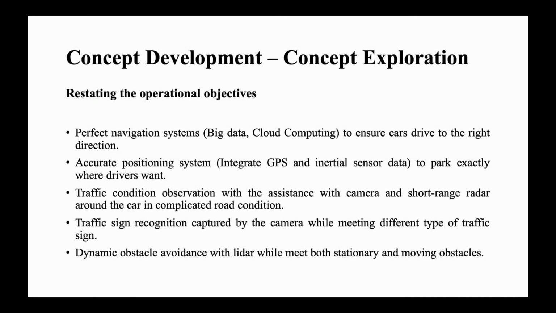Traffic sign recognition by the camera will meet different types of traffic signs, which means it should be able to identify both graphic signs and arrowhead signs when taking photos with the camera and output a precise result. Dynamic obstacle avoidance with LiDAR will meet both stationary and moving obstacles. It is the key to path tracking of obstacles.